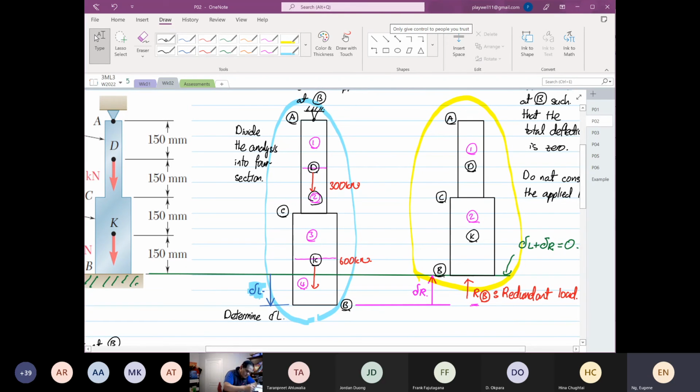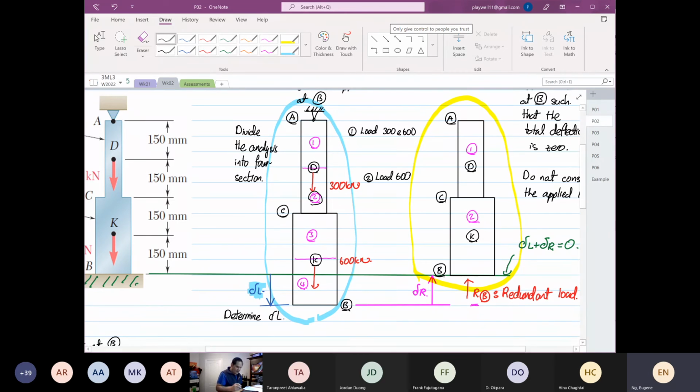I will write this down. So at 1, the load is 300 and 600. Now you'll say, how about 2? At 2, the load is only 600. So the load is not the same. You have to divide already.